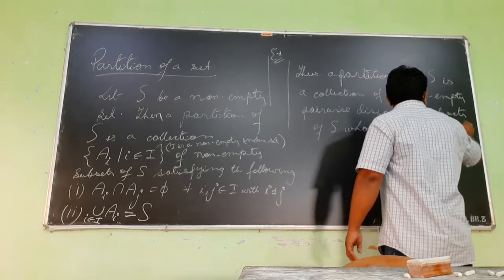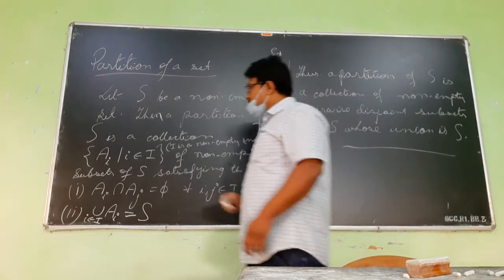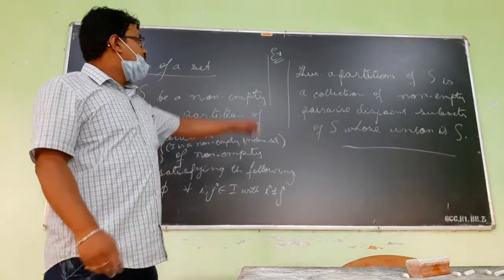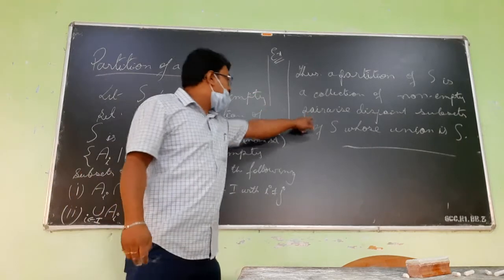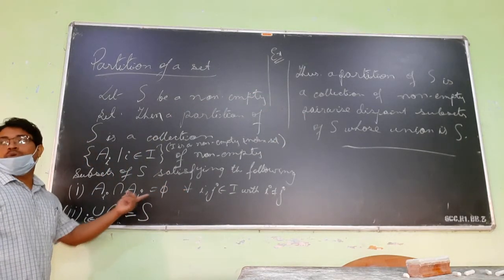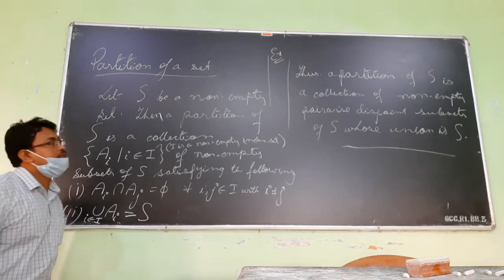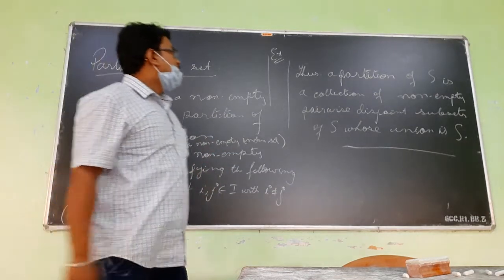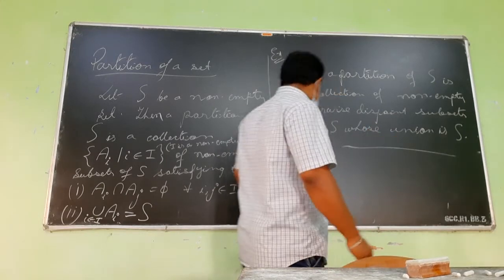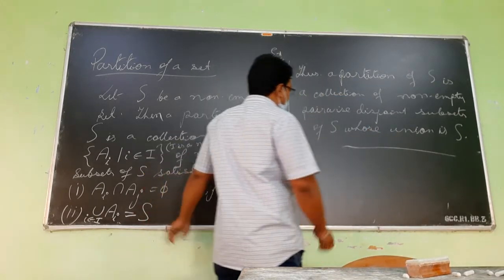is S. So in language we can say this way: a partition of S is a collection of non-empty pairwise disjoint subsets of S whose union is S. Pairwise disjoint meaning you take any two, if they are not equal, they will be disjoint. That is the second condition.